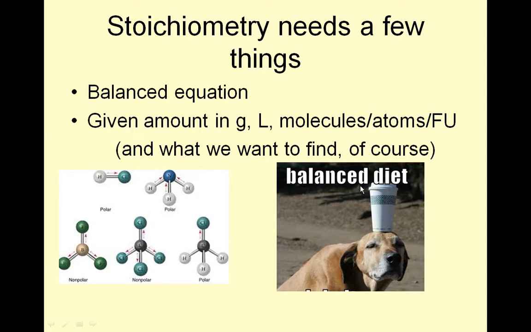So, stoichiometry needs a few things. You need to have a balanced chemical equation. You need to be given an amount of grams, liters, or molecules, atoms, or formula units. Grams and liters are tiny pieces. And you need what you want to find, of course.